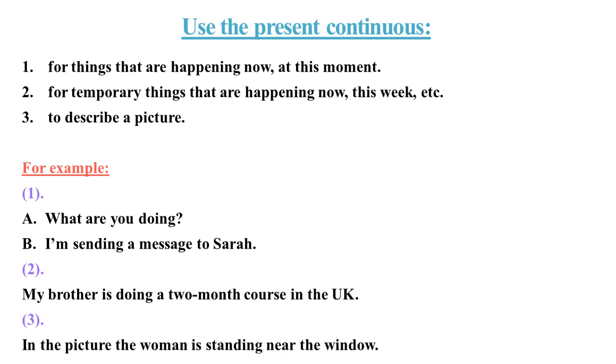Number one, what are you doing? I am sending a message to Sarah. So these sentences illustrate things that are happening now at this moment. The second example, my brother is doing a 2-month course in the UK. This sentence is describing a temporary thing that is happening now. So usually my brother studies at KTU, but now he is doing a 2-month course in the UK. And the third example, in the picture the woman is standing near the window. So this sentence is about describing a picture, and we always use the present continuous to describe a picture.